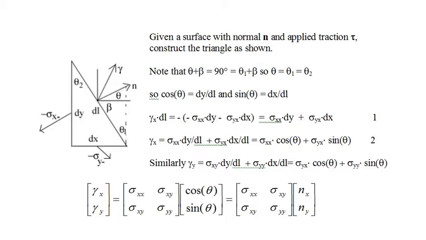Dividing equation 1 by dl results in the first equality in equation 2, and noting that dy over dl equals cosine theta and dx over dl equals sine theta, we have the second equality in equation 2. Comparing this equation to the matrix equation at the bottom of the page, we see that the matrix equation calculates the x component of gamma. A similar argument shows that the matrix equation calculates the y component of gamma, and thus the tensor defined by the sigmas does map unit vectors at a point to the stress vector for the surface corresponding to the unit vector.